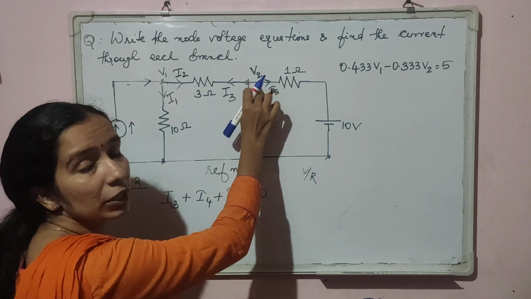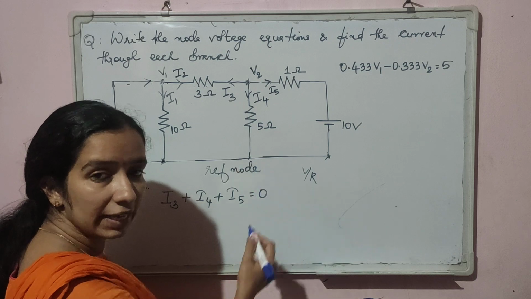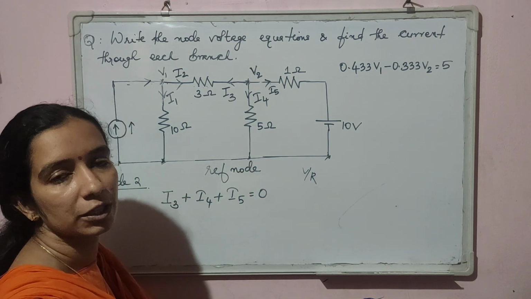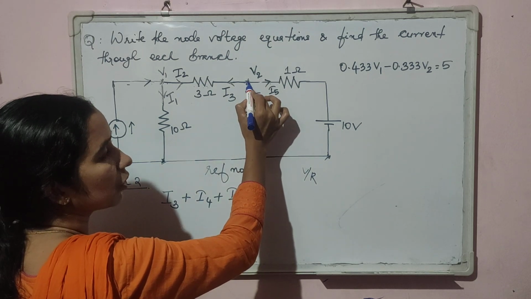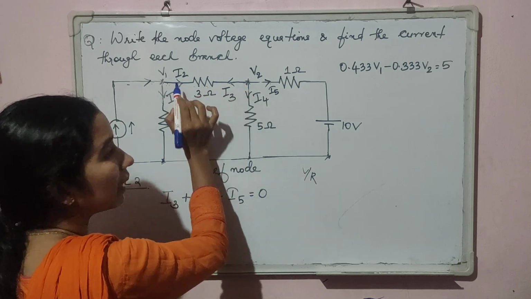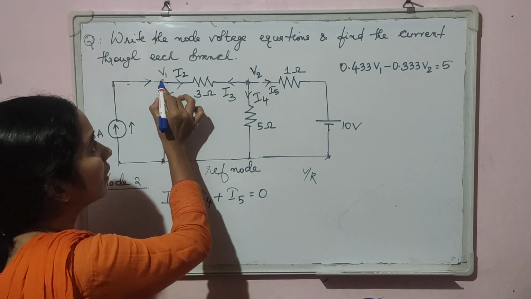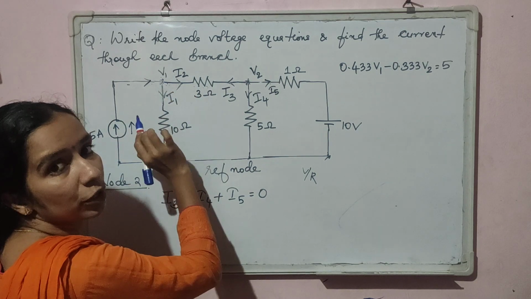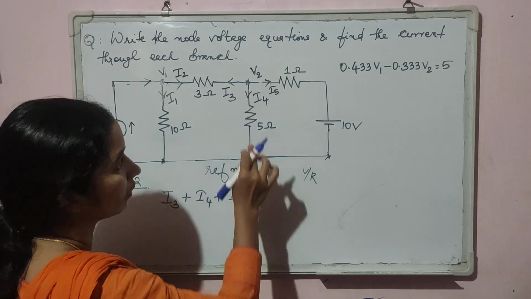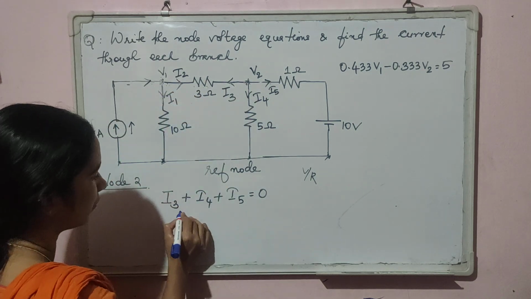While we are considering a particular node, always assume that the potential of that node is the higher. The node that we are considering is having a higher potential. So while writing the expression for node 2, we have to write the voltage across this branch as V2 minus V1. Whereas in case of node 1, assume V1 is the higher potential. So voltage across this branch will be V1 minus V2. So when we are considering node 2, write the voltage across this branch as V2 minus V1.